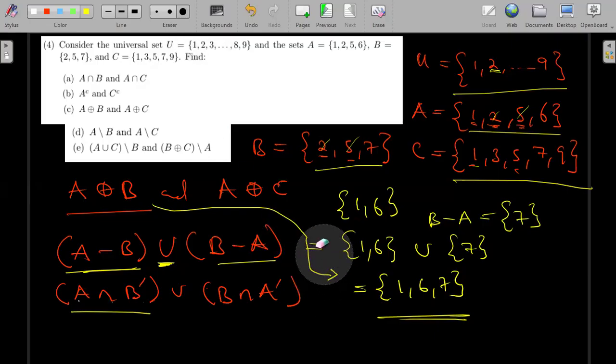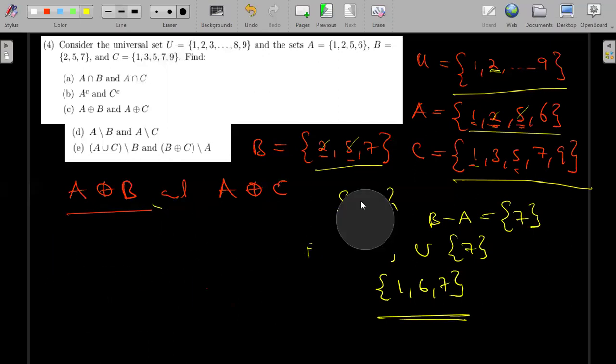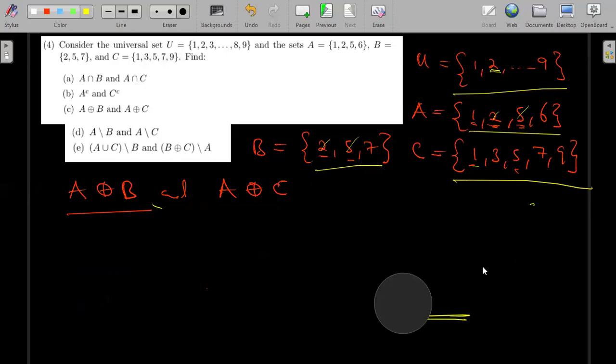Okay, I don't know if there's any question here on how we find that one. Okay, there's no question. Let's do the other one here. So symmetric difference now between A and C. A and C is what we are finding.